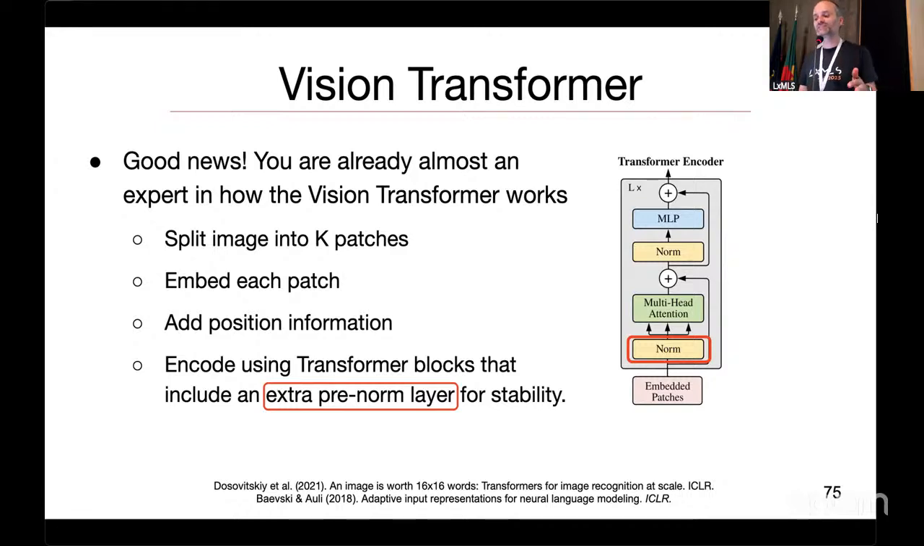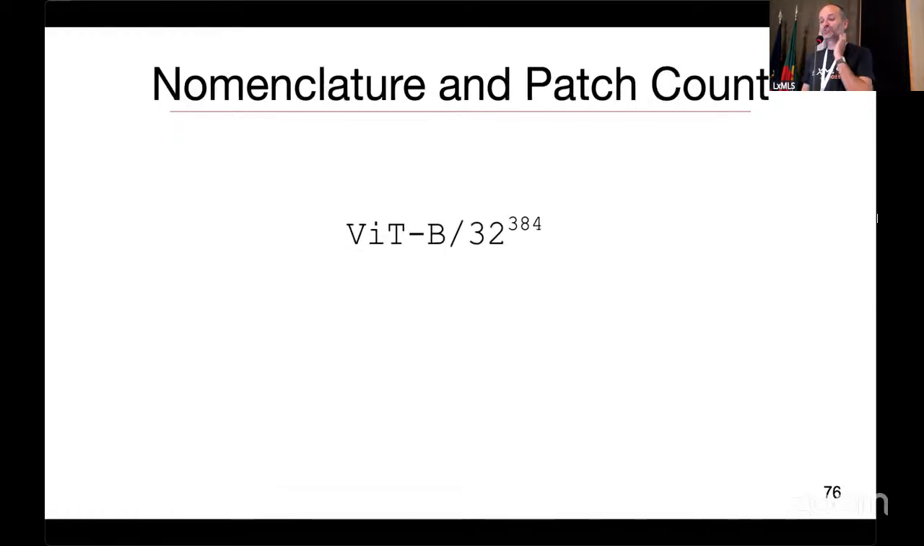The main difference is that the vision transformer added an extra pre-normalization layer before the multi-head self-attention block. And this pre-normalization layer is now used all throughout language models as well. And so it turns out that it's really helpful to add this into our transformer stacks. You can also have some fun in trying to understand what on earth these cryptic model names could mean. We think that we have it bad for language models. What on earth is a ViT-B/32-384?